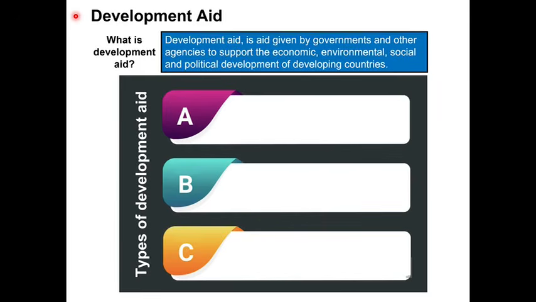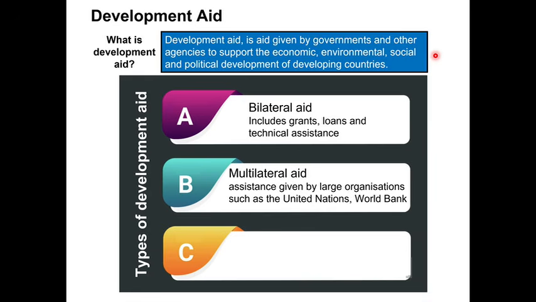Now, firstly, what is development aid? Development aid is given by governments and other agencies to support the economic, environmental, social, and political development of developing countries. Now, there are three types of aid. It can firstly be bilateral aid that you can receive from developed countries. That would be things like grants, loans, technical assistance. That's called bilateral aid. Multilateral aid is assistance given by large organizations such as the United Nations and World Bank.